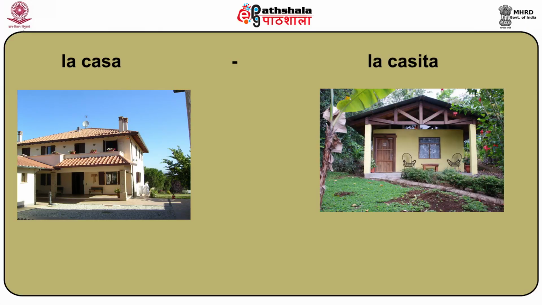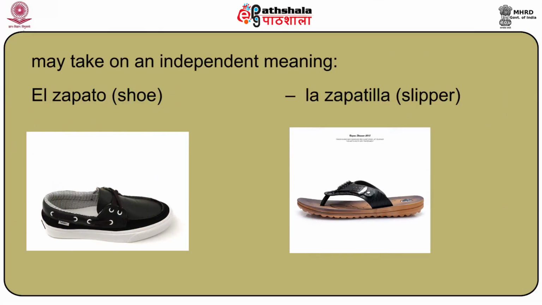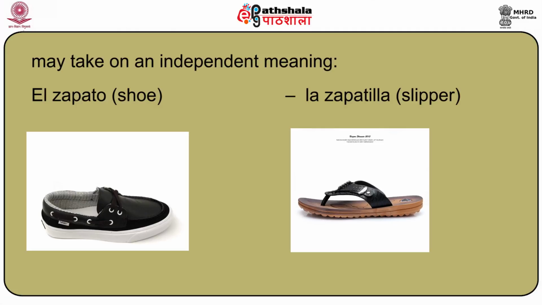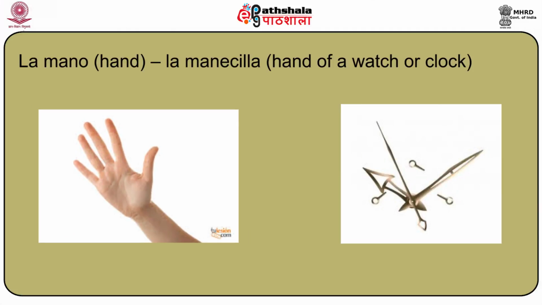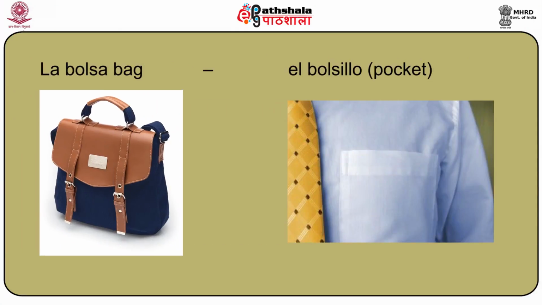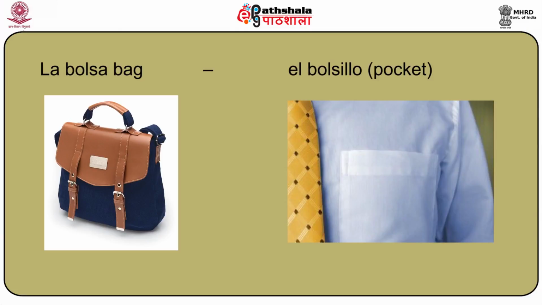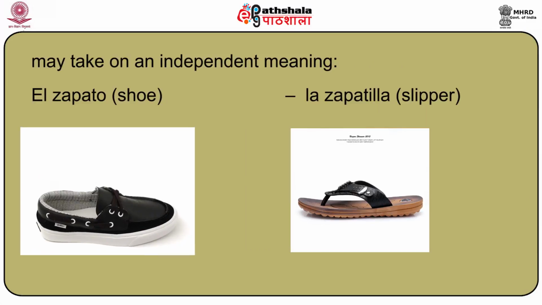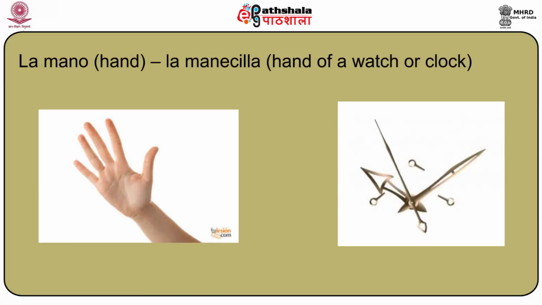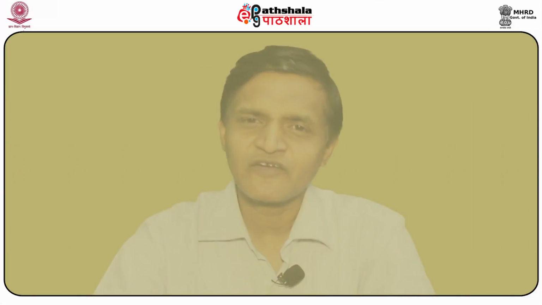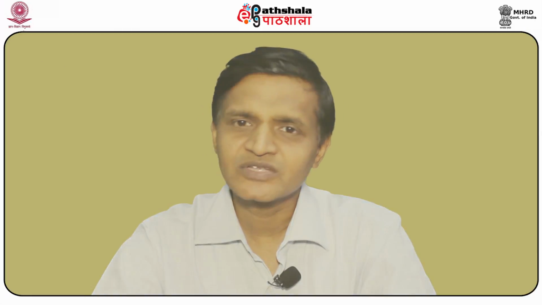Words with a diminutive suffix may take on an independent meaning. El zapato, shoe, becomes la zapatilla, but it is not a diminutive, but the meaning is slipper. La mano, hand, it becomes la manecilla, the hand of a watch or a clock. La bolsa, which is a big bag, when it turns into bolsillo, el bolsillo, the meaning changes into pocket. So zapato is shoe, zapatilla is slipper, mano is hand, and manecilla is the hand of a watch. Bolsa is bag, and bolsillo is pocket. So you have to be careful not to confuse it with the diminutive.